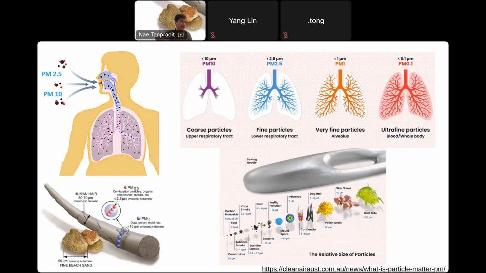PM2.5 is going down to your lung. It's particulate matter whose size is less than 2.5 micrometers. Your hair diameter is around 70 micrometers, so this PM2.5 is very, very small, and it comes to your lung. Not to mention that some systems use PM0.1, which can reach your alveoli. Okay, but even PM2.5 is also harmful to your lung.